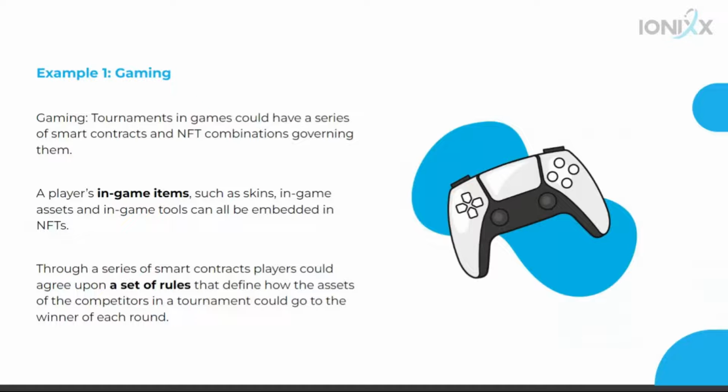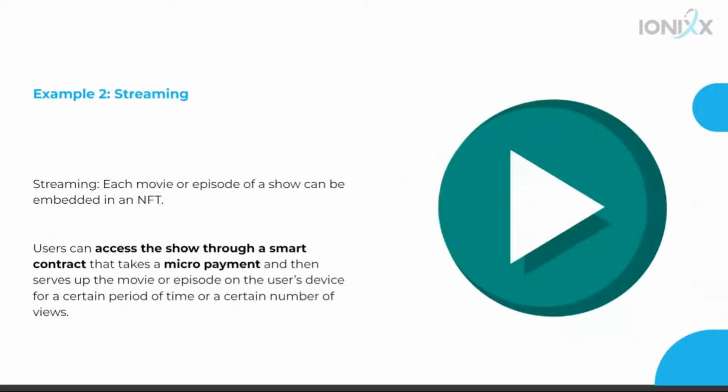So for example, a player's in-game items such as skins, assets, or tools can be embedded in different NFTs. And through a series of smart contracts, the players could agree upon a set of rules that define how the assets of the competitors in a tournament go to the winner of each round. So let's say there's 5 people in each round. The winner would get a portion or all of the in-game assets of the losers, and you could govern those relationships using NFTs and smart contracts in different ways.